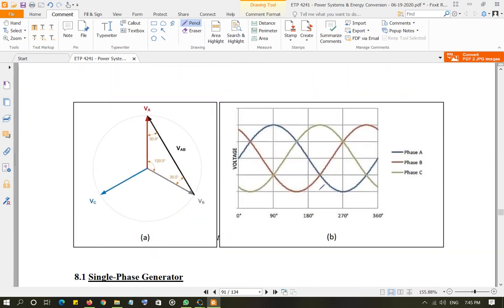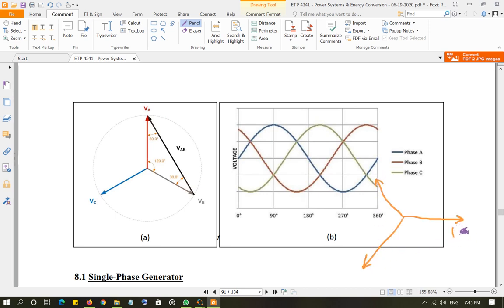Now in a three-phase system, you have three different voltages, and these voltages are isolated from each other. Each of the voltages, if I draw the phasor diagram, you have it like this.